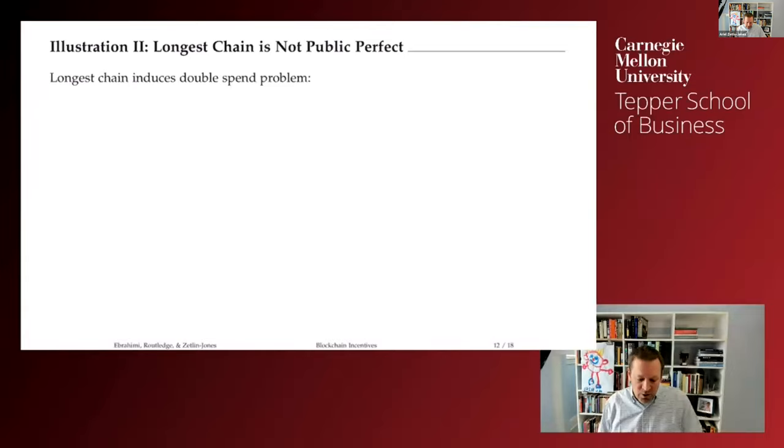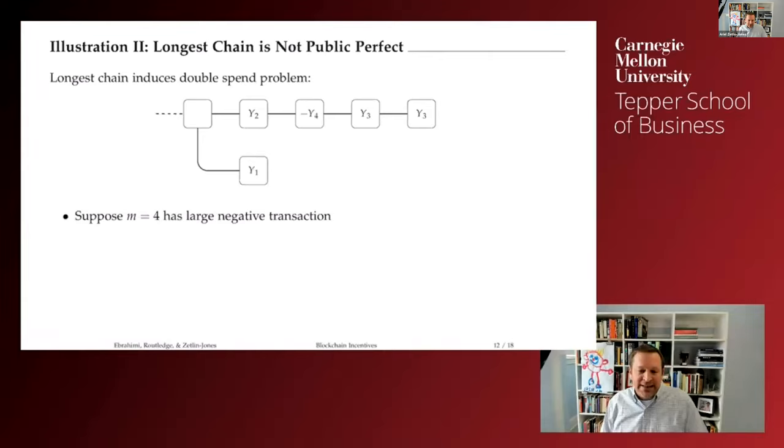Okay, so what's the idea here? We have a graph. Somewhere in this black graph, miner four has sent Bitcoins to someone, and maybe they've received some goods. And this is what I mentioned earlier. The consensus chain, of course, is the top fork, which is longest. Might miner four want to deviate?